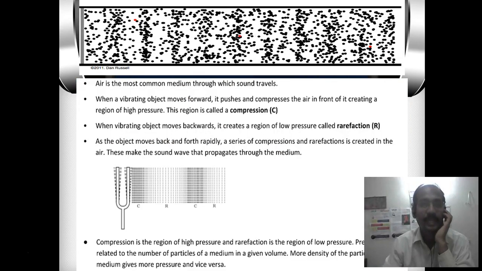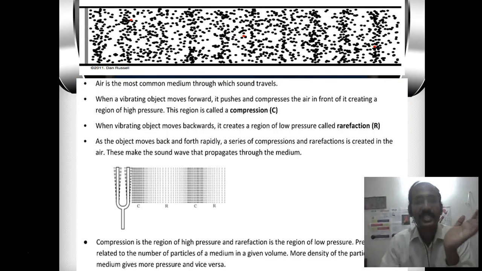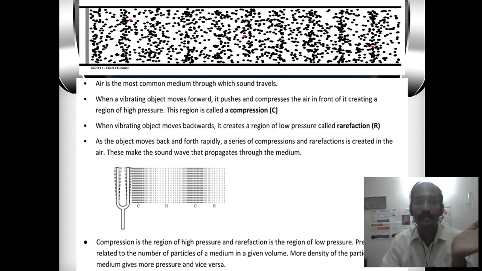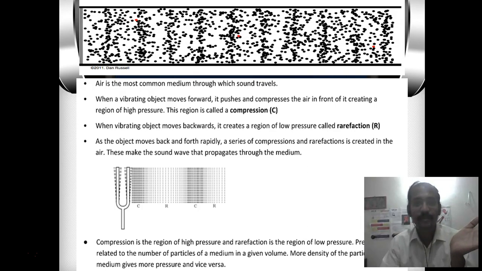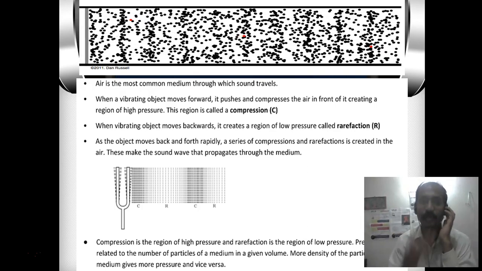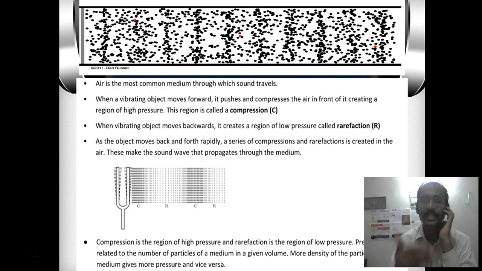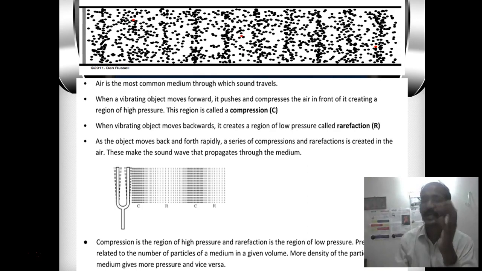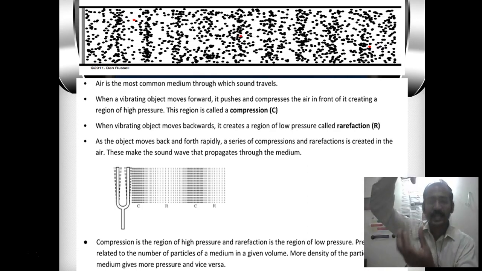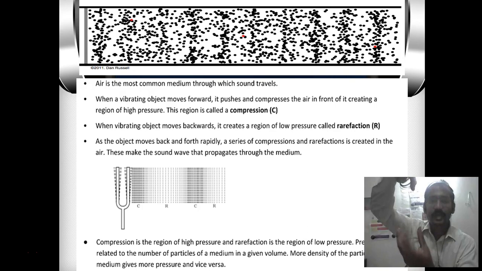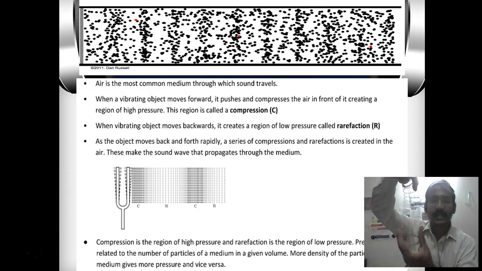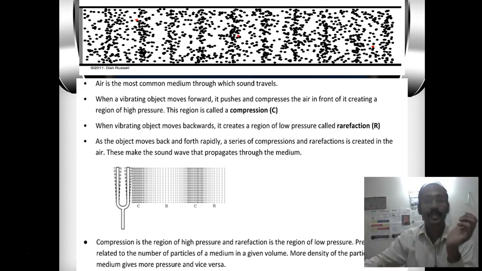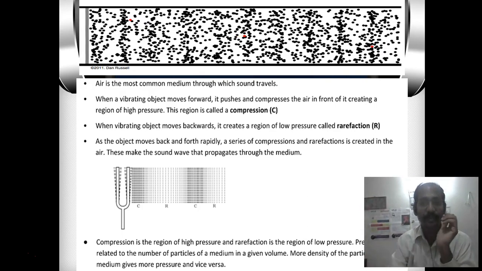Now, what is compressions and what is rarefactions? We can observe now. Air is the most common medium through which sound travels. When a vibrating object moves forward, it pushes compressions in the air in front of it, creating a region of high pressure. There is a high density. Let's call it a compression. When the vibrating object moves backwards, it creates a region of low pressure called rarefaction.